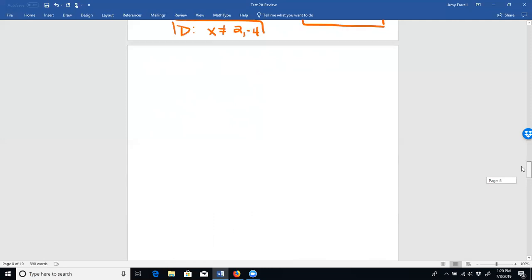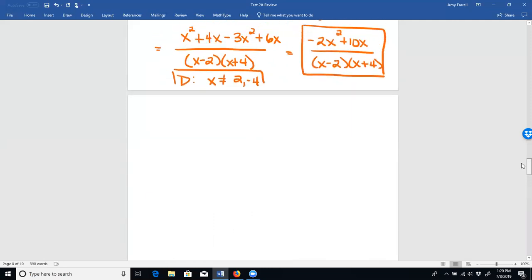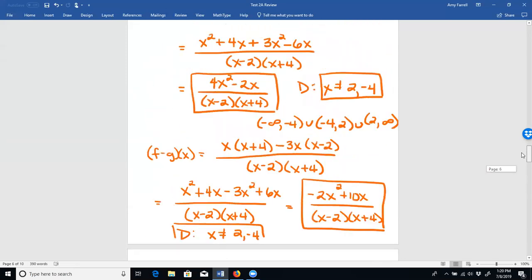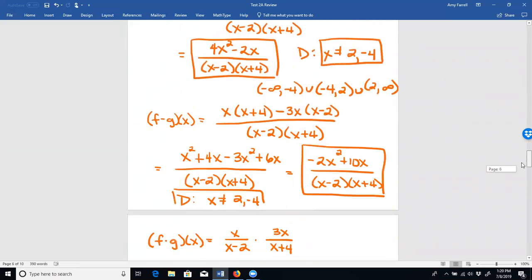Okay, so we still need to do multiplication and division. So to do f times g of x, this is when we multiply f of x times g of x. And I believe I have these functions correct. Sorry, x over x minus 2. Yep, 3x over x plus 1.